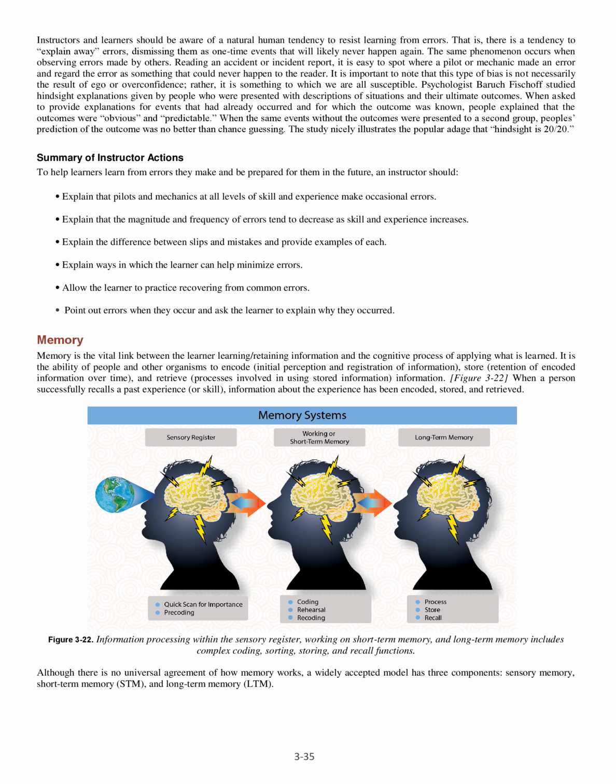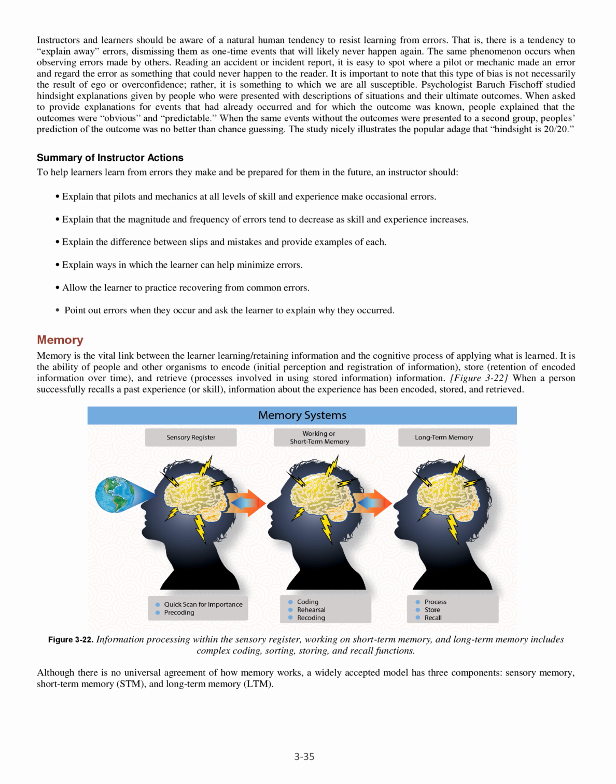Explain that the magnitude and frequency of errors tend to decrease as skill and experience increases. Explain the difference between slips and mistakes and provide examples of each. Explain ways in which the learner can help minimize errors. Allow the learner to practice recovering from common errors. Point out errors when they occur and ask the learner to explain why they occurred.